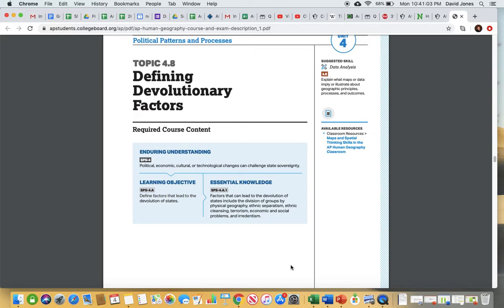So it says there under essential knowledge, a learning objective is to define factors that lead to the devolution of states. And devolution of states is just power going back to local subdivisions of people. So things aren't being federal, but they're kind of bouncing back to the people. And it talks about some things. So we have the division of people by physical geography.